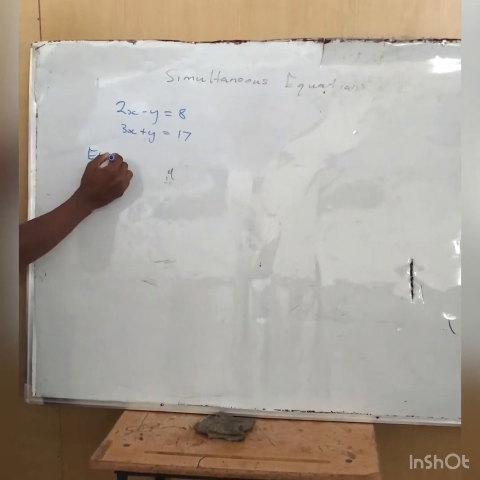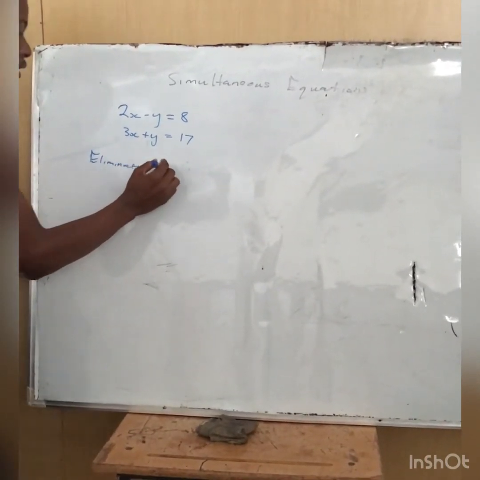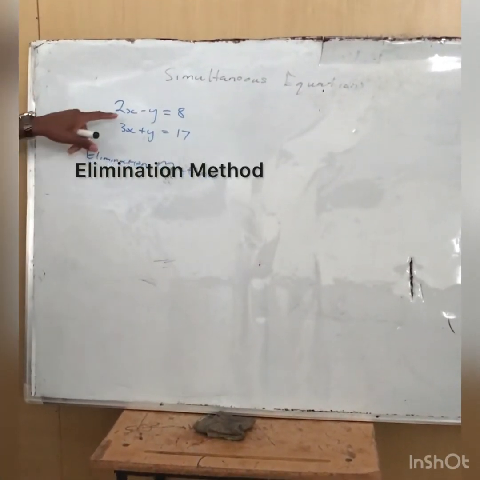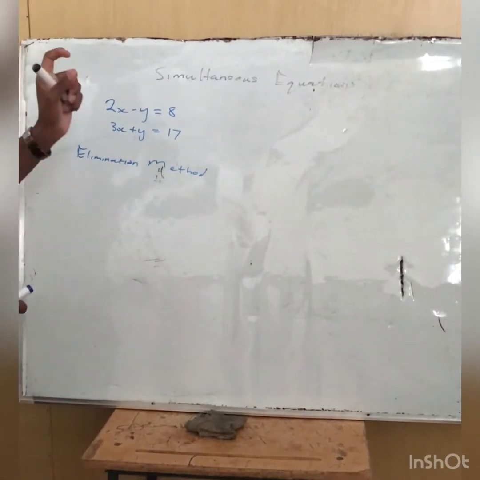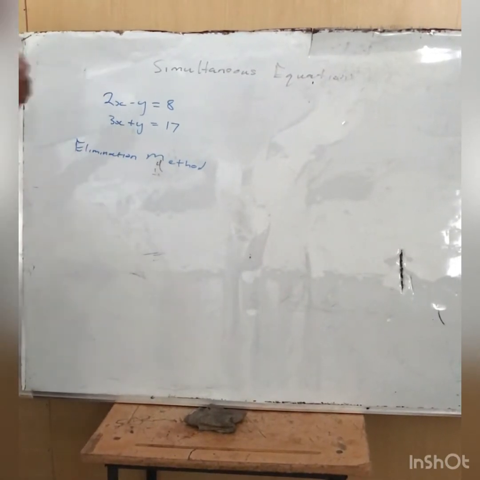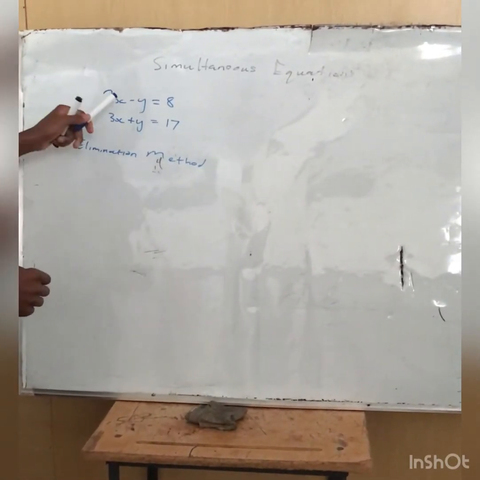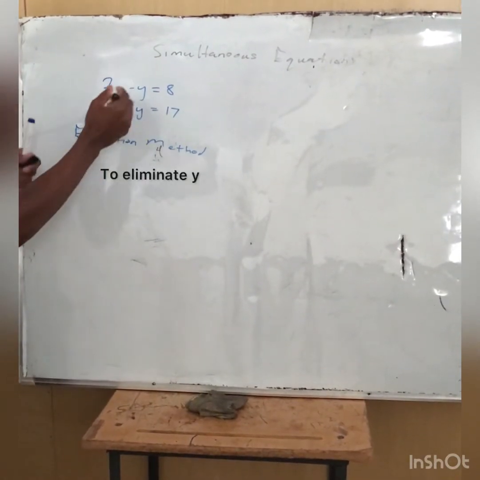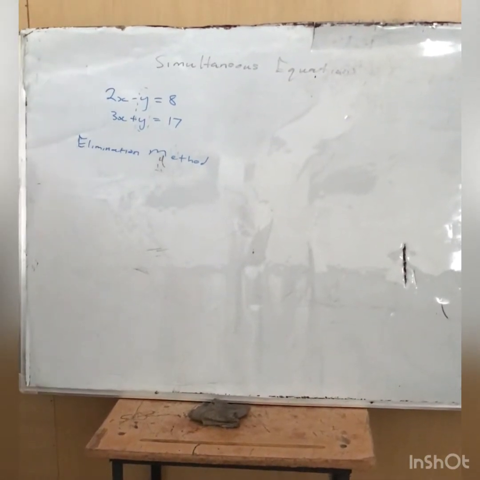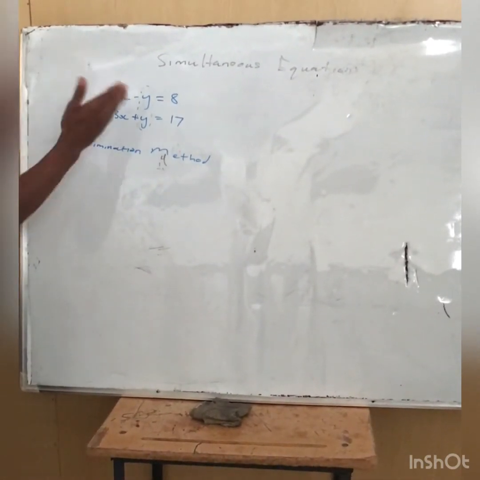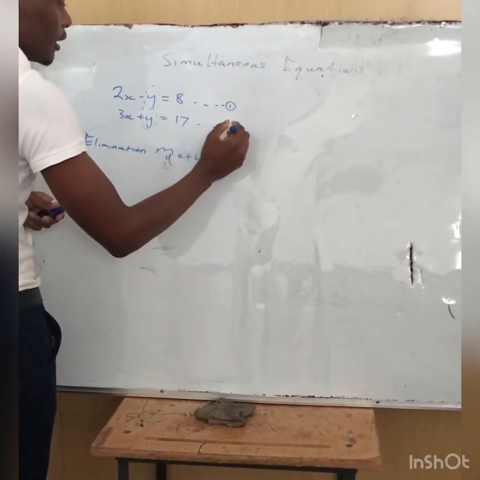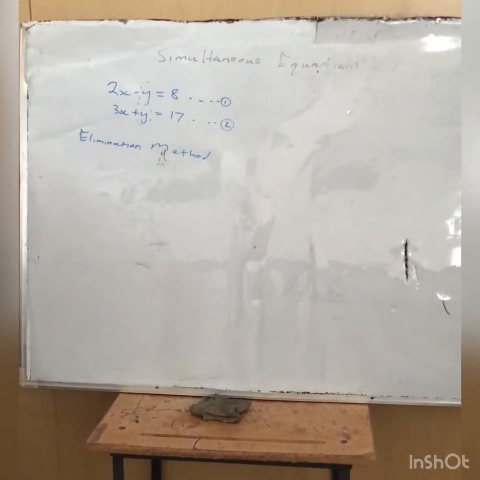Elimination method. When we are doing the elimination method, we are trying to eliminate one of the variables so that we simply focus on the remaining variable to get the value of that remaining variable. So how do we do that? Let's consider y. In this case, we can eliminate y by adding the first equation with the second equation. That's how we can eliminate y.